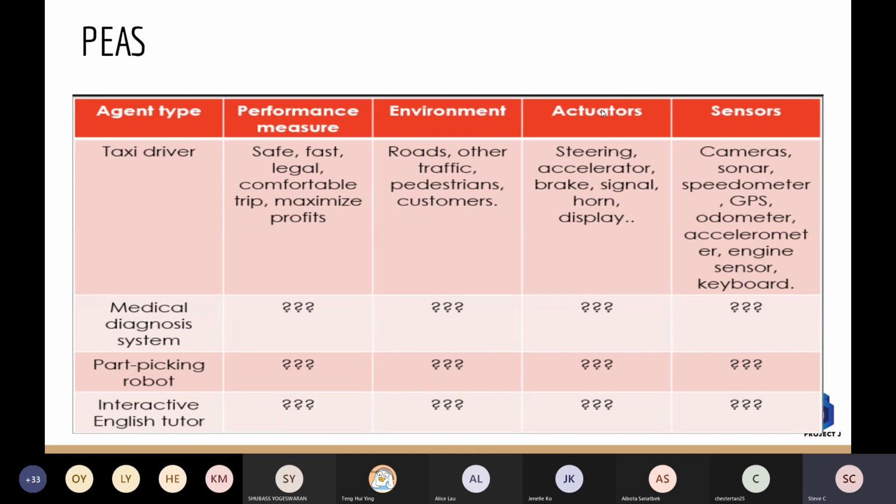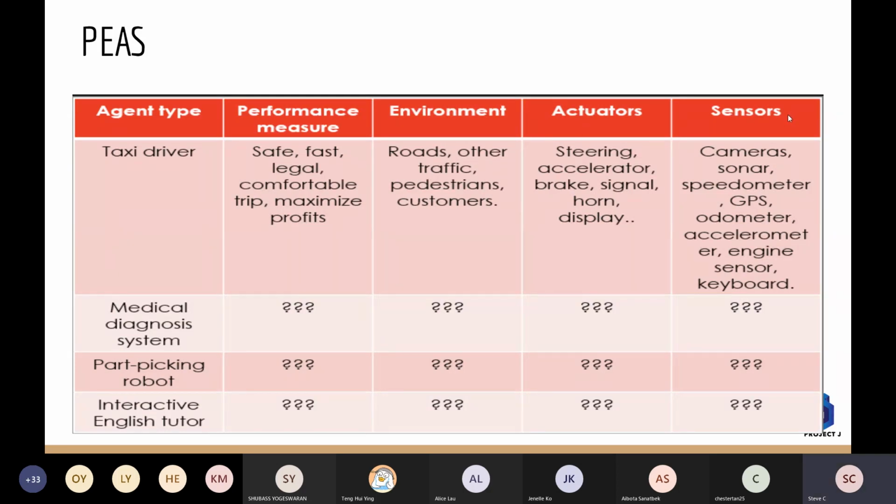Now, actuators. The tools that the agent uses to do its actions. So one could argue that the actuators for a taxi driver would be a car, right? The car the driver drives. But to be more specific about it, it would be the steering wheel, the accelerator, brakes, signal, horn, and display.